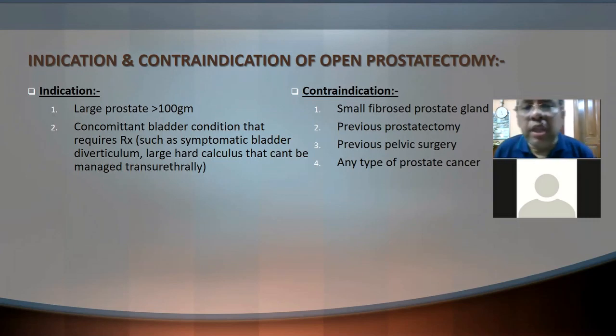So what about the contraindications? A small fibrous prostate gland is also nowadays no contraindication. Previous prostatectomy is also not a contraindication for endoscopic surgery. Previous pelvic surgery. These are the contraindications for open surgery. Previous prostatectomy, so don't go for open prostatectomy again. It is contraindicated. Nowadays all are endoscopic. And previous pelvic surgery, so open prostatectomy, don't go. Any type of prostate cancer, so never ever go for open prostatectomy in case of prostatic cancer.